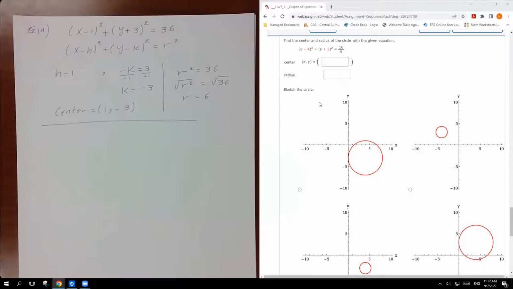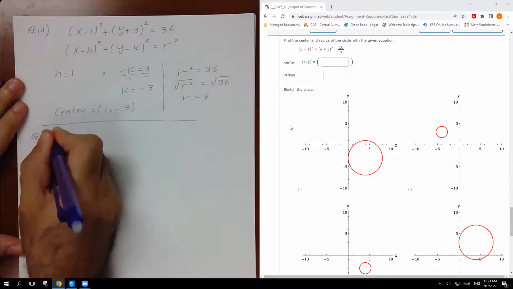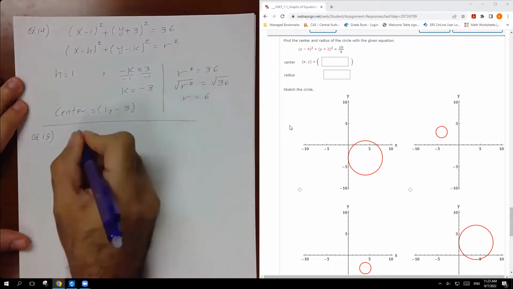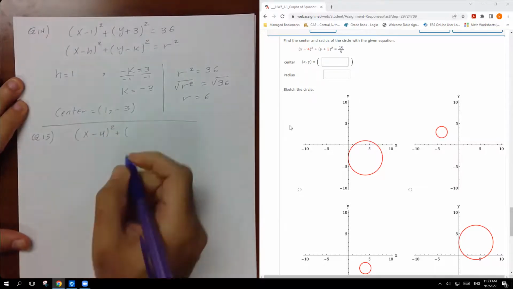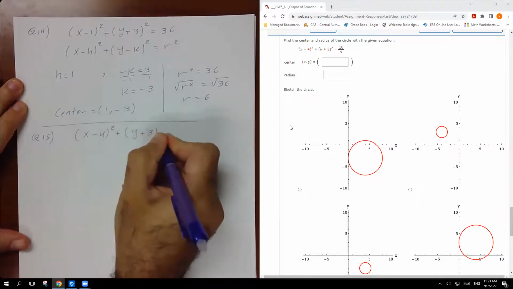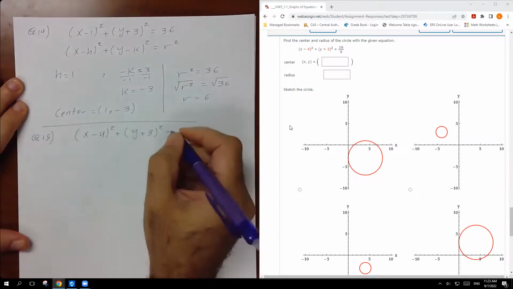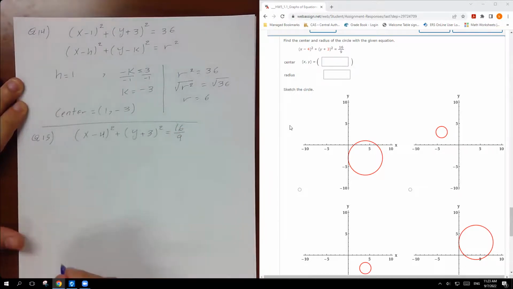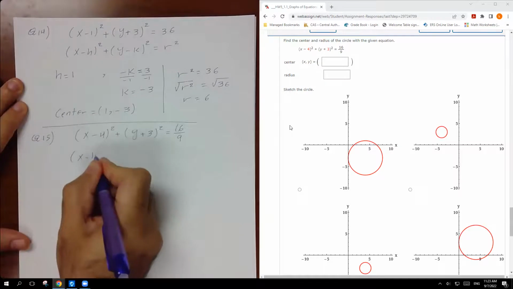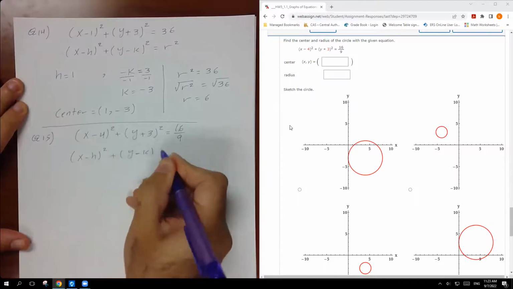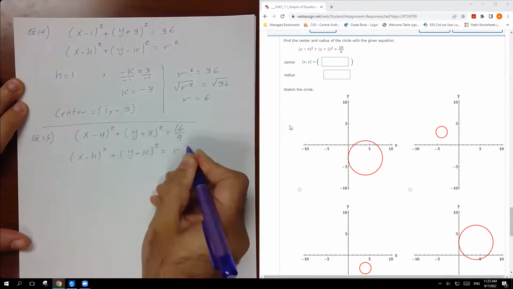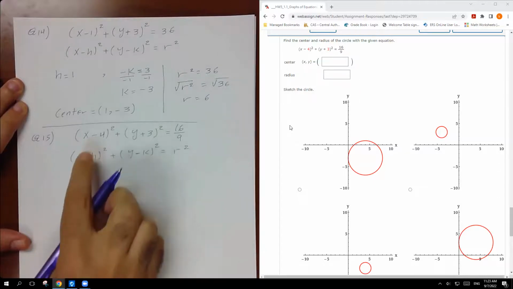Here's the next question. Find the center and the radius for the circle. This is question 15. The equation is (x - 4)^2 + (y + 3)^2 = 16/9. Again, we have to be careful. The formula is (x - h)^2 + (y - k)^2 = r^2, so we have to watch the negative sign in the formula.